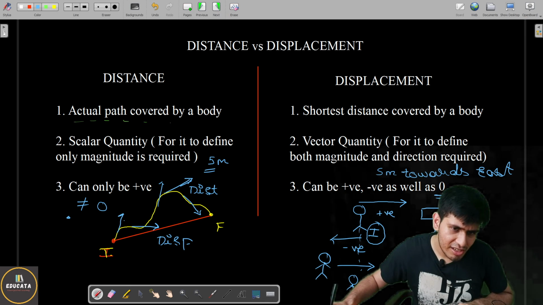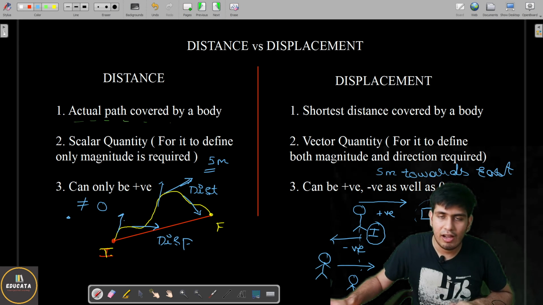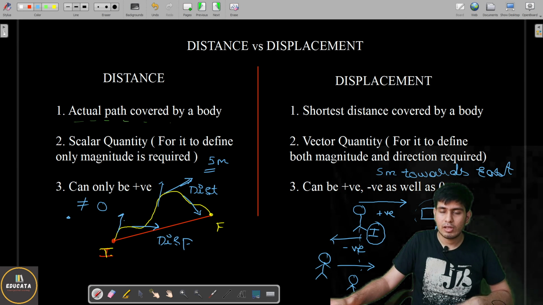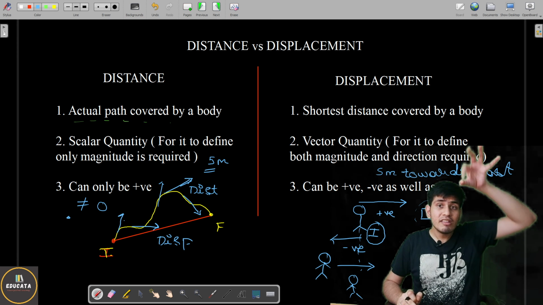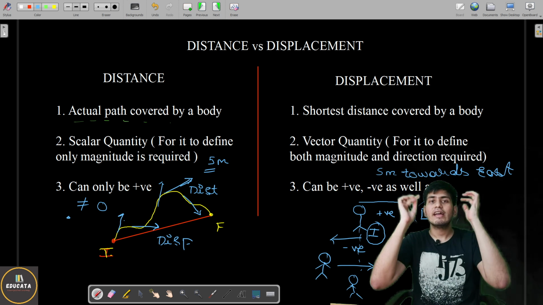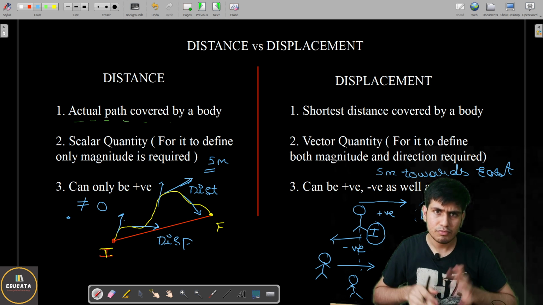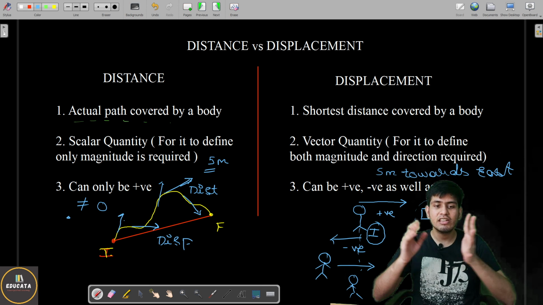Or you can consider this: you travelled to the market, bought the goods, and went back to your home. This case is also a 0 displacement case, because both the initial and final positions are equal in these situations. So I think you got what distance and displacement are, and what the differences between them are.